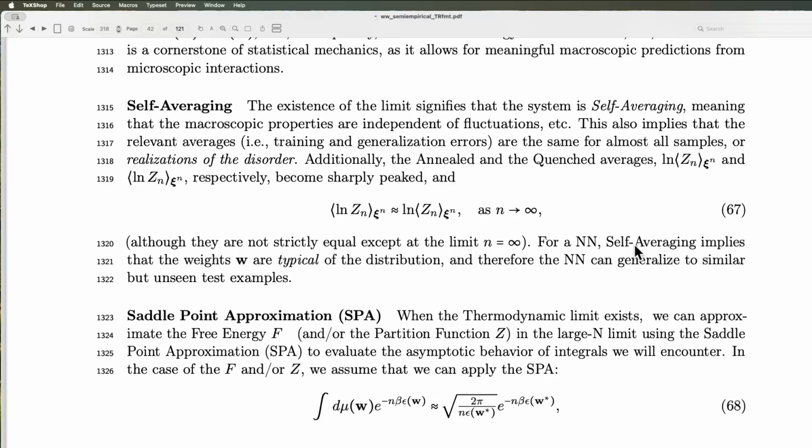For a neural network, self-averaging implies that the weights are typical of the distribution, and therefore the neural network can generalize to similar but unseen test examples.